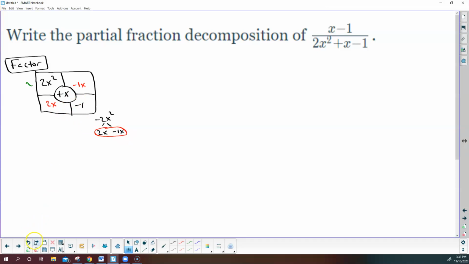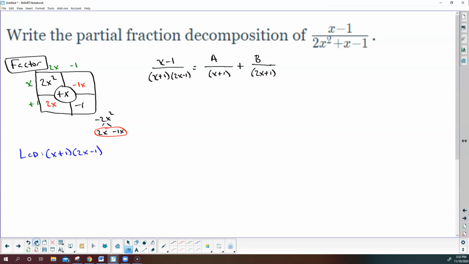And then we want to look at common factors left to right, top and bottom. So hopefully you're really comfortable with that. Now what we have is the denominator split up as two factors, x plus 1 and 2x minus 1. And then we're going to rewrite this original fraction as decomposed into the addition of two separate fractions. So now my goal is to figure out what's the LCD. Well, the LCD is the factored denominator of the original fraction, so x plus 1 times 2x minus 1.